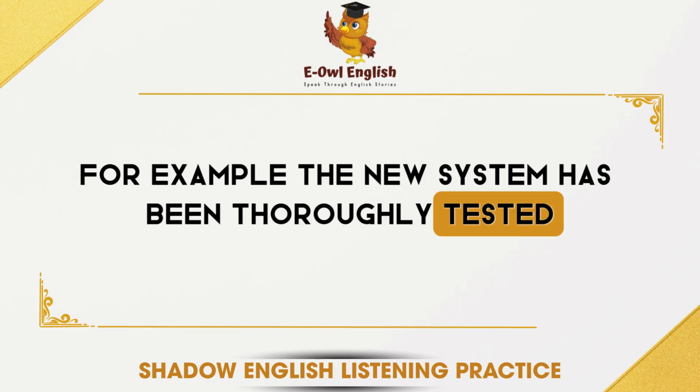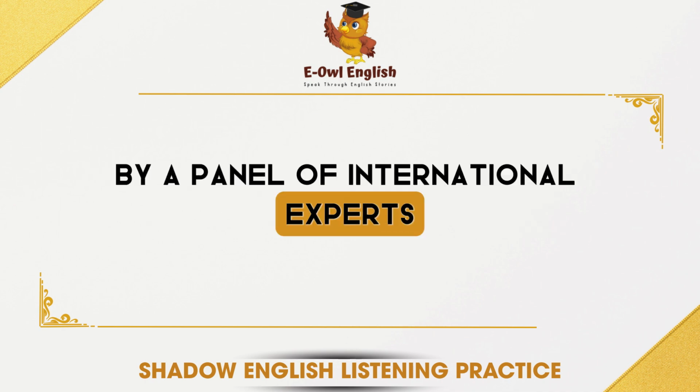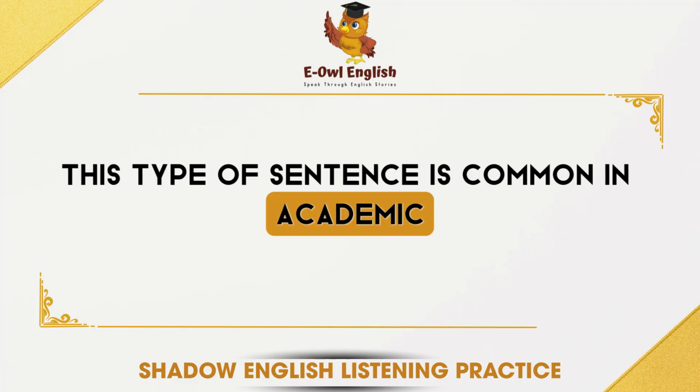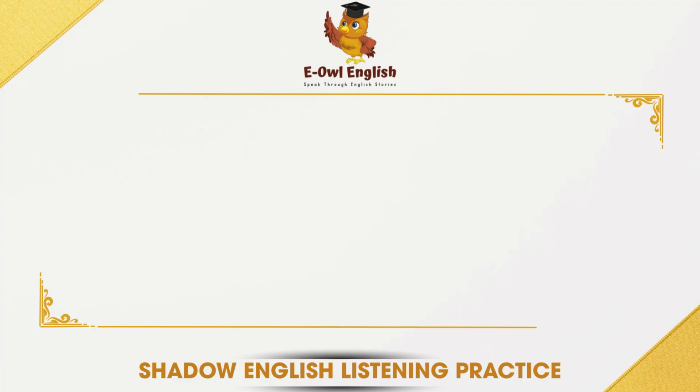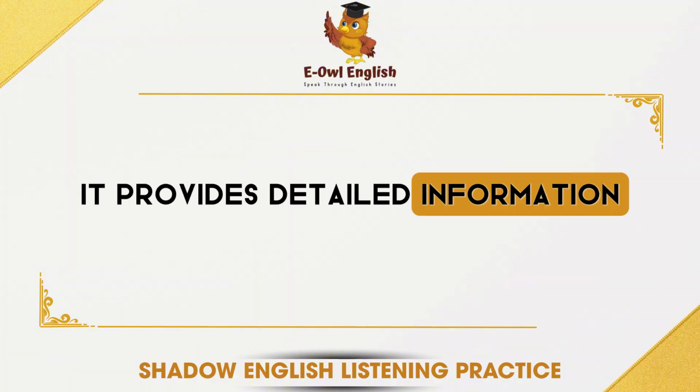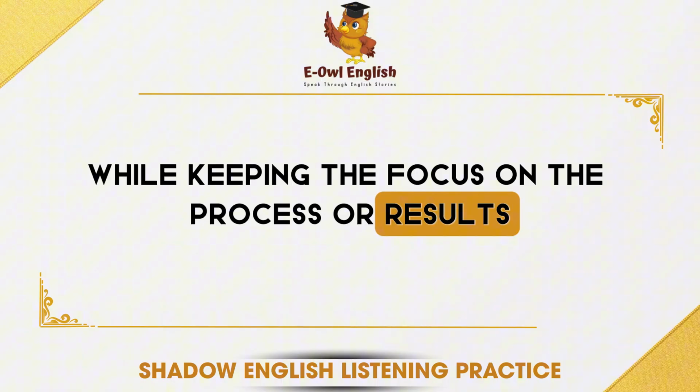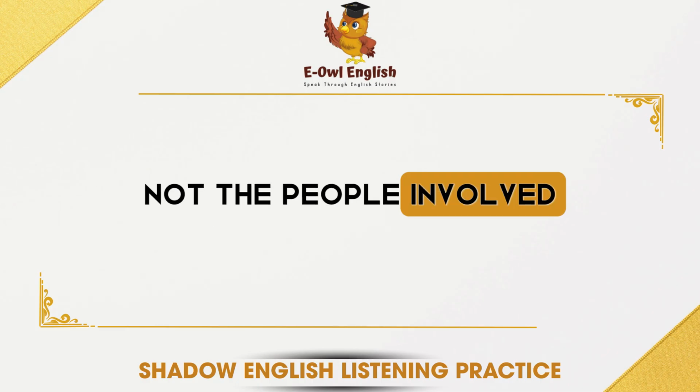For example, the new system has been thoroughly tested and carefully reviewed by a panel of international experts. This type of sentence is common in academic or technical writing. It provides detailed information while keeping the focus on the process or results, not the people involved.